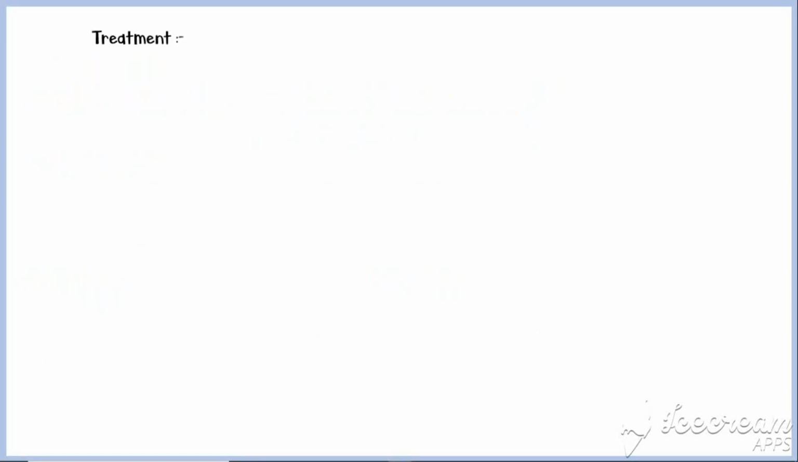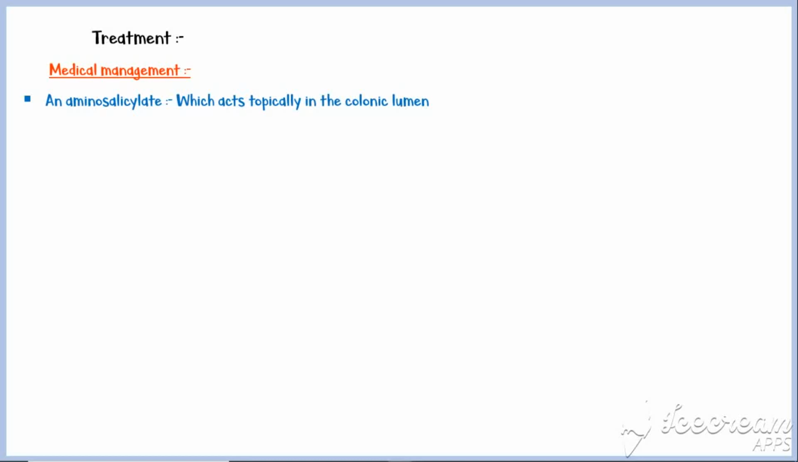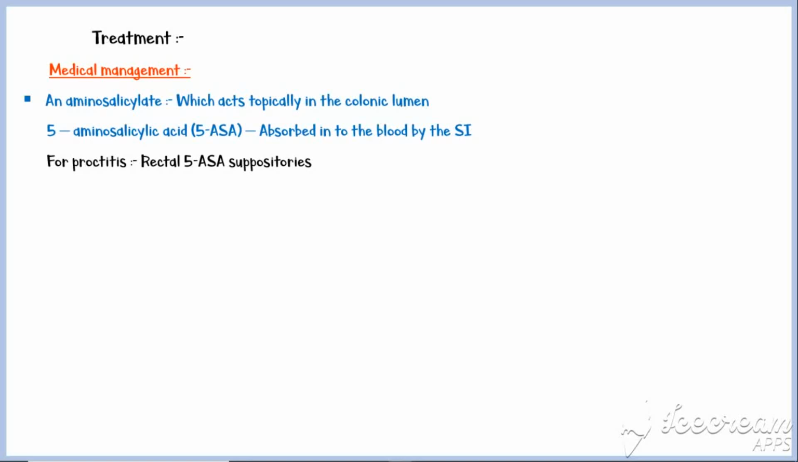Treatment of ulcerative colitis includes medical and surgical management. The mainstay of treatment for ulcerative colitis is an aminosalicylate, which acts topically in the colonic lumen. The active moiety of these drugs is 5-aminosalicylic acid, which is absorbed into the blood by the small intestine. Therefore, various aminosalicylate preparations are designed to deliver the active 5-aminosalicylic acid into the colon. For proctitis, rectal 5-ASA suppositories are the first-line treatment. Oral 5-ASA can be added to increase remission rates.